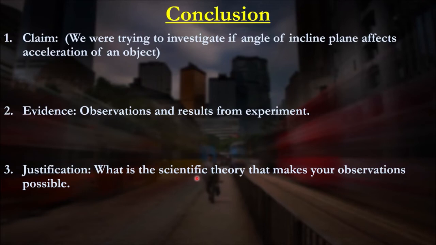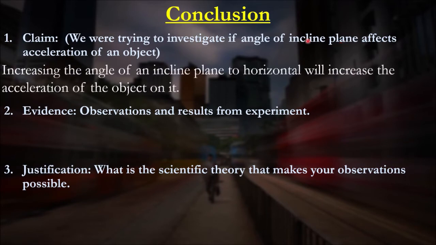The last bit I'd talk about is writing a conclusion. There are 3 components when writing a conclusion. We call the first step the claim. So what were you trying to investigate? Write a statement that answers that question. What we were trying to investigate was the angle of an inclined plane: how does that affect the acceleration of our object? So what does that say? Increasing the angle of the inclined plane to the horizontal will increase the acceleration of the object on it. So that's my claim. It's just a statement to answer whatever my scientific aim was. The claim, the opening statement, needs to pinpoint that part and answer it.